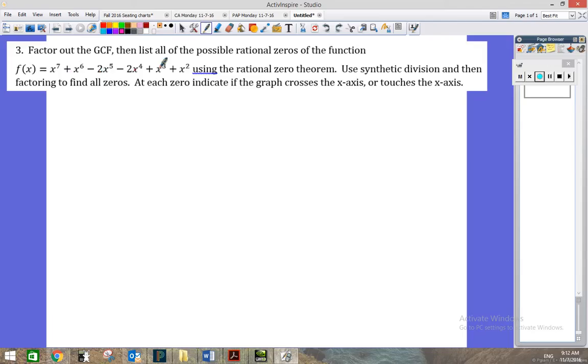I notice that here it is in standard form, but there's a greatest common factor of x squared. So I need to factor this expression, x squared, and then I'd have x to the fifth, x to the fourth, minus 2x to the third, minus 2x squared, plus x, plus 1.